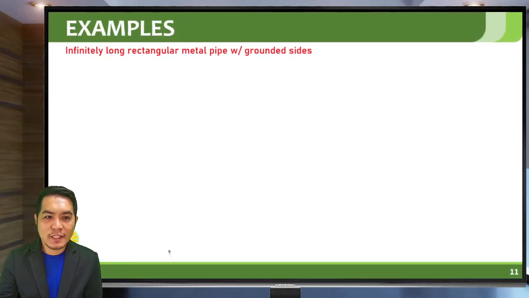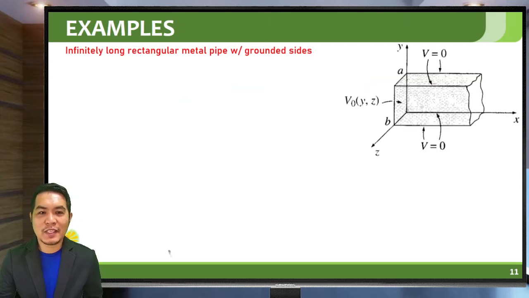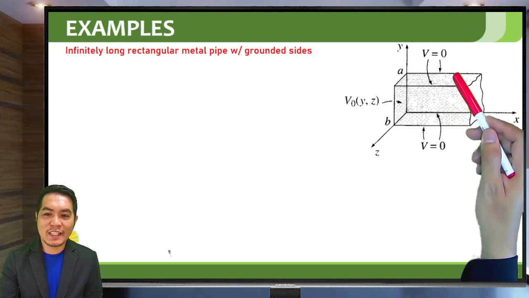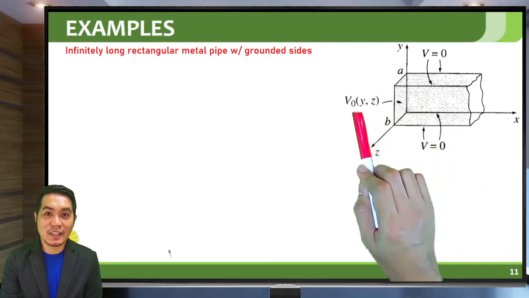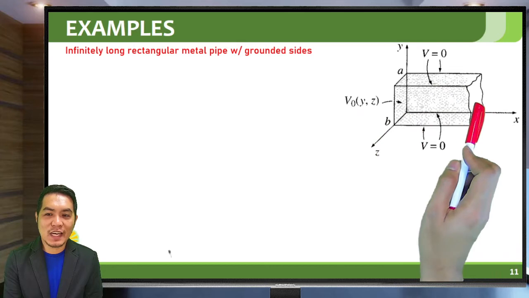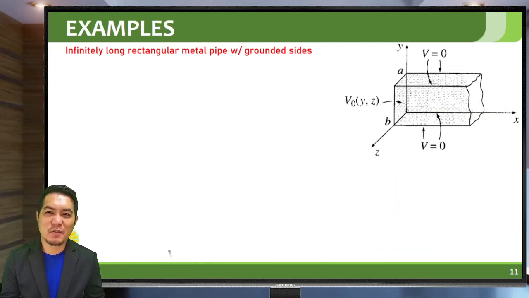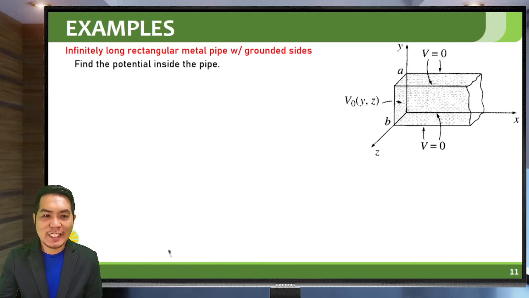Okay, so let's now have a 3-dimensional example. This is an infinitely long rectangular metal pipe with grounded sides. So it's still a box, a very long box, where 4 of its sides are grounded, but one side is not grounded, and one side is at infinity. So we will assume that the potential on that side is 0. We are asked to find the potential inside the pipe.